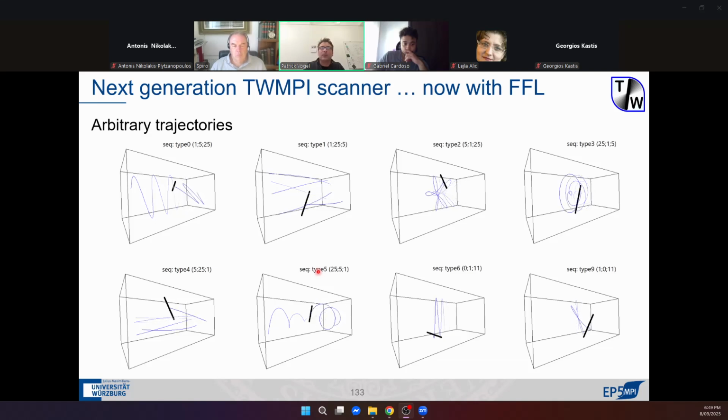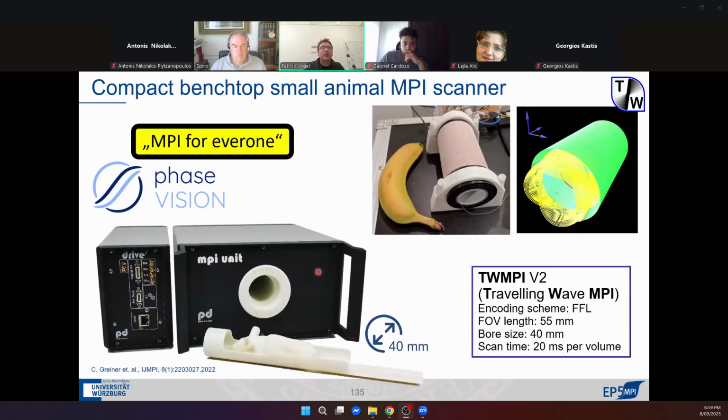But it's still work in progress. You can see the system is quite small. So this is a small animal scanner, the first one of this type. And this is a normal sized banana.